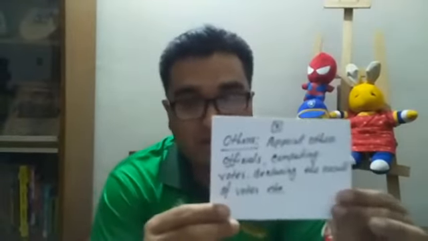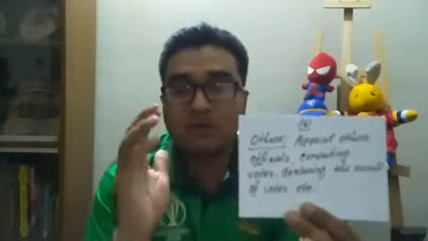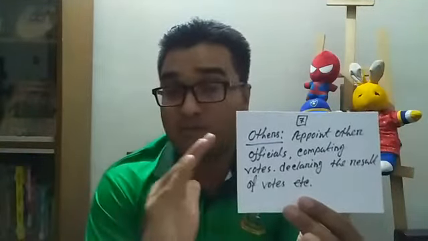The last number is to appoint other officials. Other officials means presiding officers, assistant presiding officers, and polling officers. So now I am going to introduce who is a presiding officer, who is an assistant presiding officer, and who is a polling officer. At first, presiding officer.